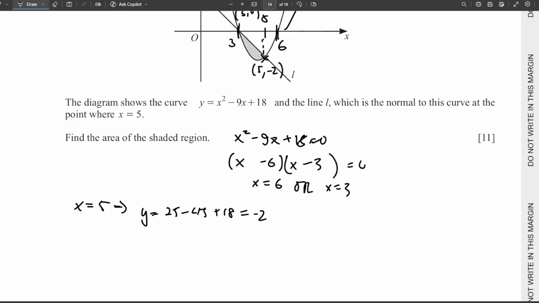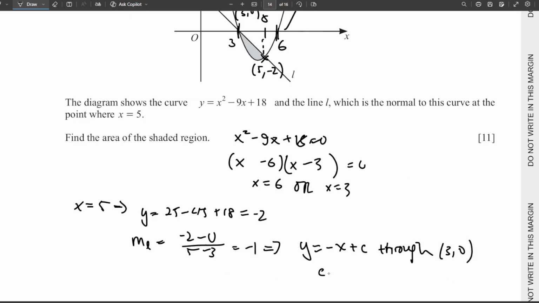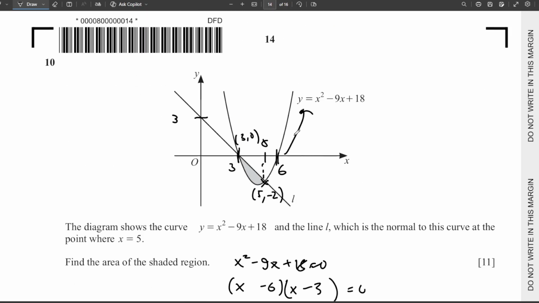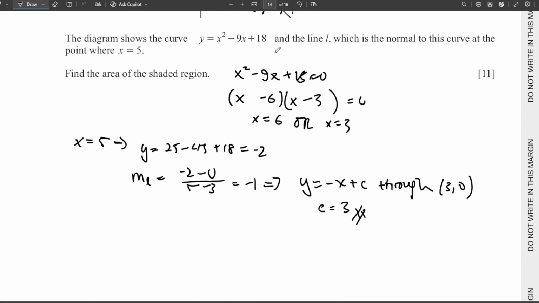So the gradient of L is (-2 minus 0) over (5 minus 3), so -1. And from that, we substitute into the straight line equation, y = -x + c. You can go through any of these points, but I'll do (3, 0) for simplicity, where c you are able to find to be 3. Not that it's important, but this point is 3. And all we need to do now is the integration, right, to find the area.